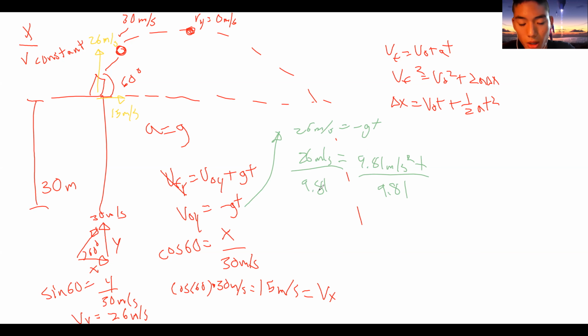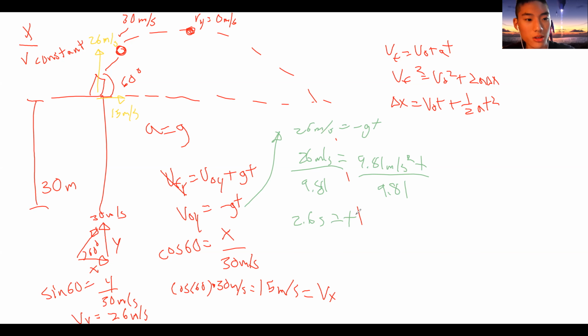Yeah, no problem, RT. So 26 divided by 9.81 is around 2.6 seconds. Okay, and we can also do a unit check, right? Meters per second divided by meters per second squared is equal to seconds. So that gives us our time.